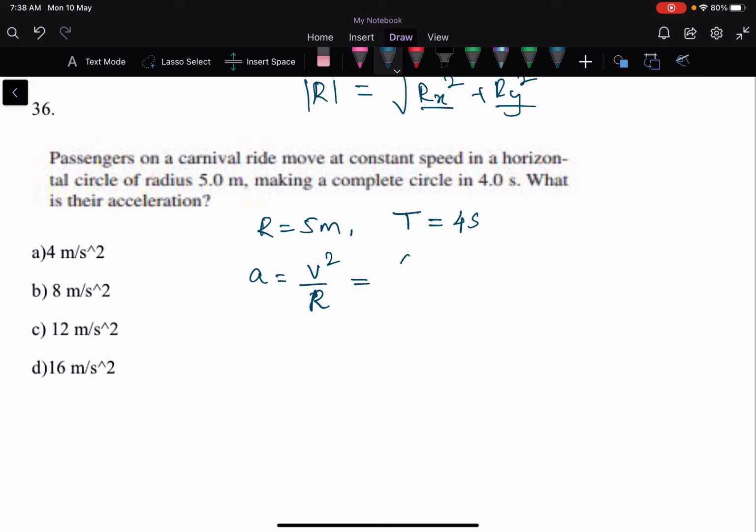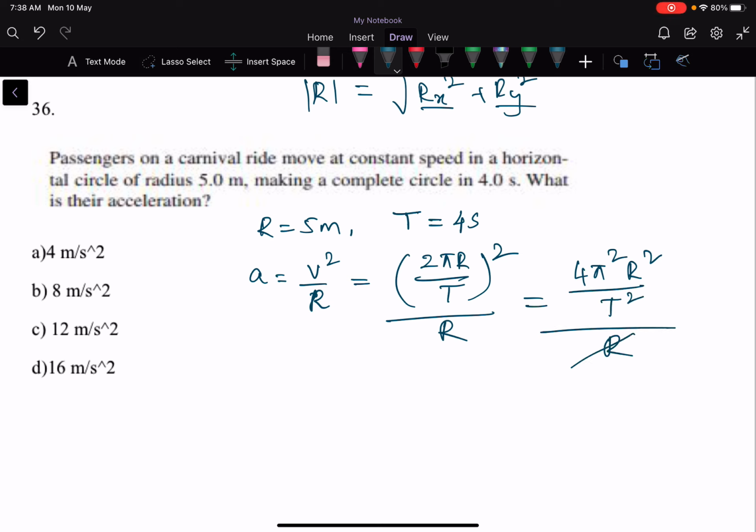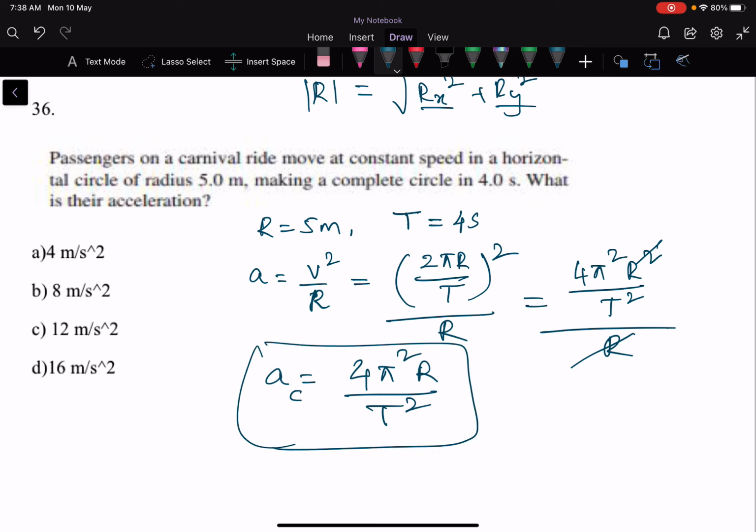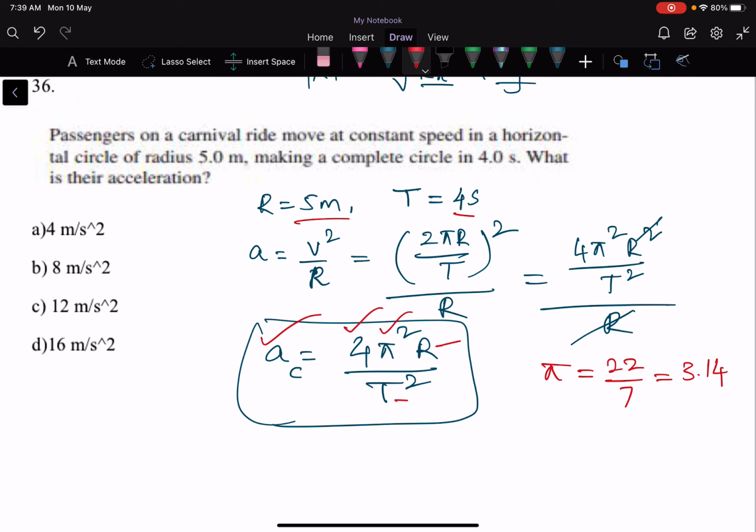And another one: v is nothing but 2 pi r by T, whole square, divided by r. That is nothing but 4 pi square r square by T square divided by r. r and r get cancelled. So acceleration a equal to 4 pi square r by T square. This is another expression for centripetal acceleration. Here 4 is 4, pi is 22 by 7, which is approximately equal to 3.14. r is given, r is equal to 5, and T is given, 4. So you will find the acceleration from this equation.